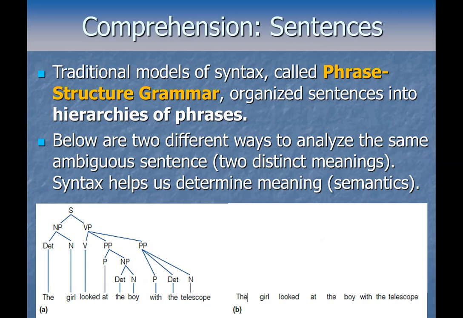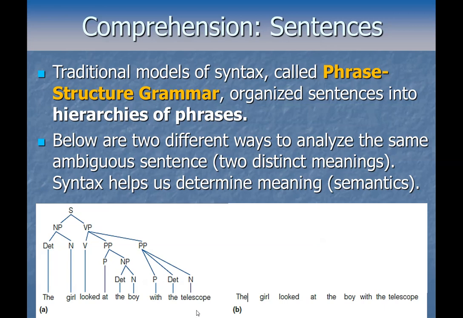So here's what I mean by that. Just in this left panel here, the A panel, what we've got is the same sentence, right? But some people are interpreting it with a noun phrase at the start, the girl, and then she's doing something. She's looking at the boy. So there's a verb phrase here. She's looking at the boy.